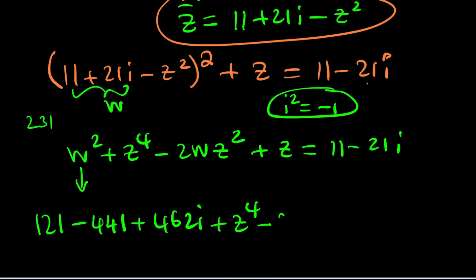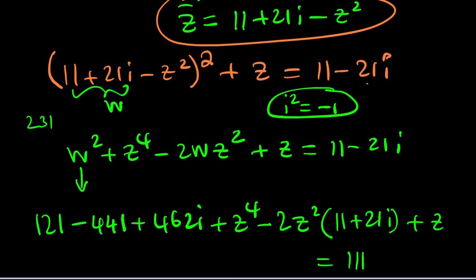minus 2wz squared. And guess what? I can now replace w with what it is, which is 11 plus 21i, right? Yep. And then plus z, this looks complicated, is equal to 11 minus 21i.